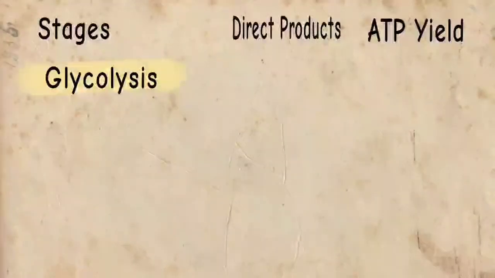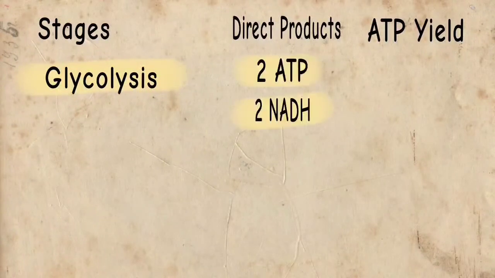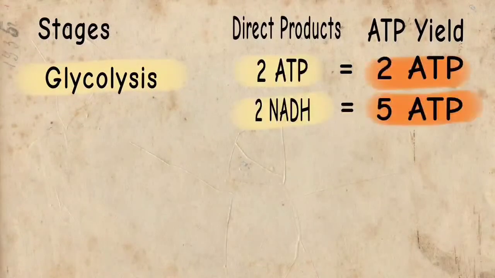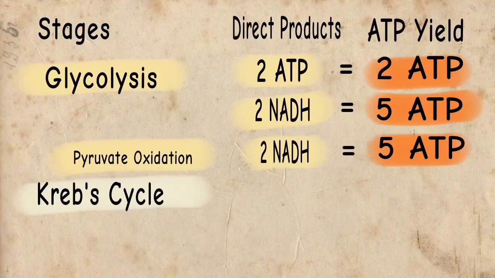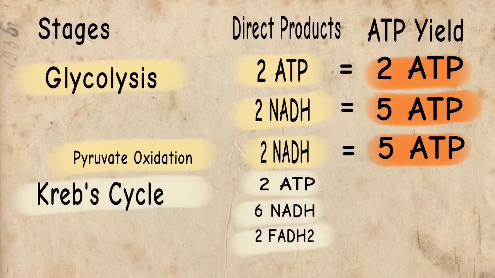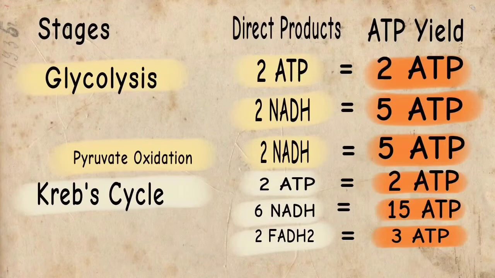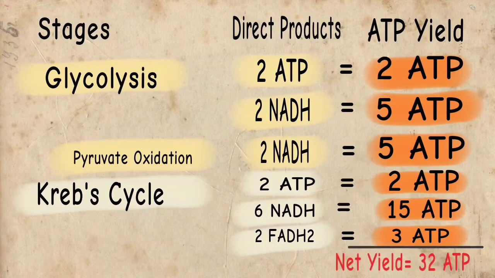Let's solve the conversion. Glycolysis produces 2 ATP and 2 NADH. 2 NADH is equivalent to 5 ATP. Pyruvate oxidation produces 2 NADH, equivalent to 5 ATP. In the Krebs cycle, 2 ATP, 6 NADH, and 2 FADH2 are produced. 6 NADH is equivalent to 15 ATP, and 2 FADH2 is equivalent to 3 ATP, in total a 32 ATP net yield.